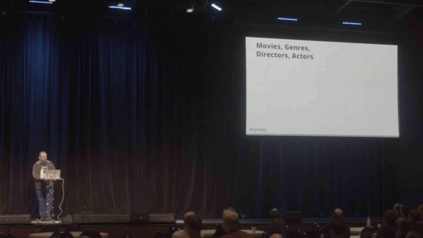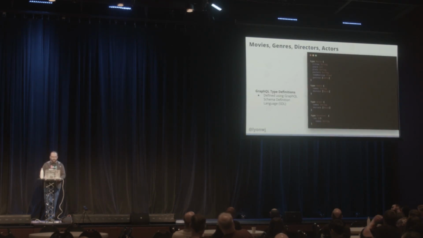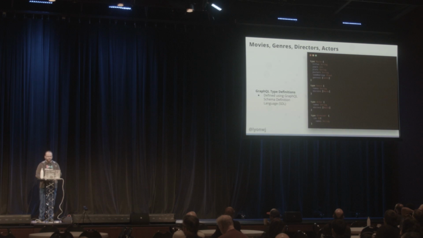So let's look at an example. Let's say we have some data about movies and actors, directors, genres, this kind of thing. The first thing we do is define our type definitions. Here we're defining a movie type that has a title, that's a string, it has the year it was published, that's an integer, and then it can also have fields that reference other types. So a movie belongs in one or more genres. Here we're referencing the genre type, and that's a relationship in our graph.